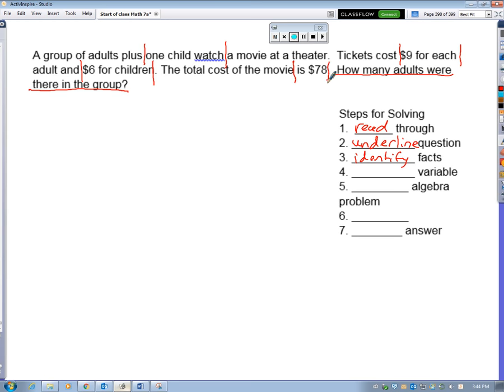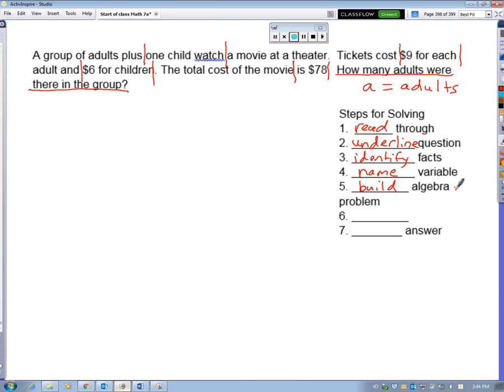All right, now we just need to go to step number 4. We're going to name our variable. Remember, the question is going to tell you what the variable is. That's one good thing that helps us out. We're trying to find out how many adults were in the group. So let's use A for the number of adults. That'll be our variable. Okay, we are ready to build this algebra problem.